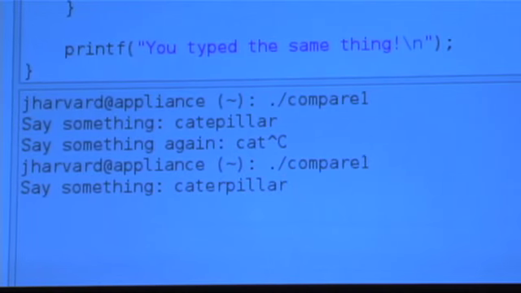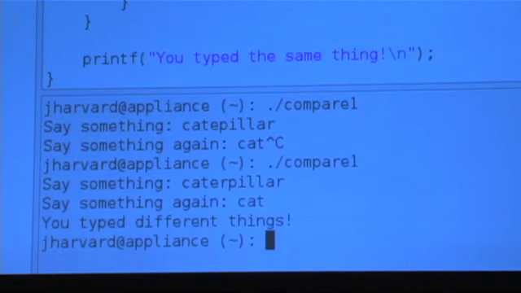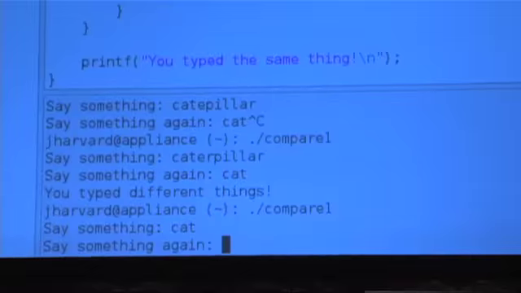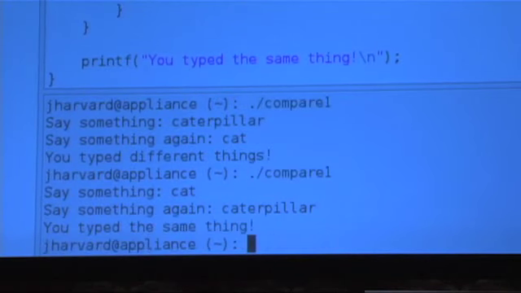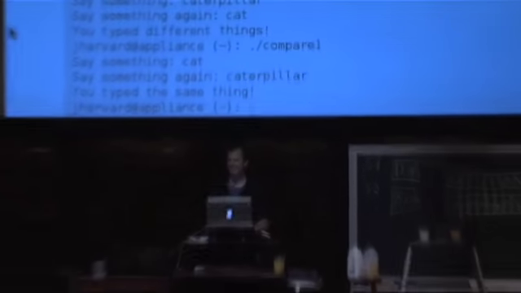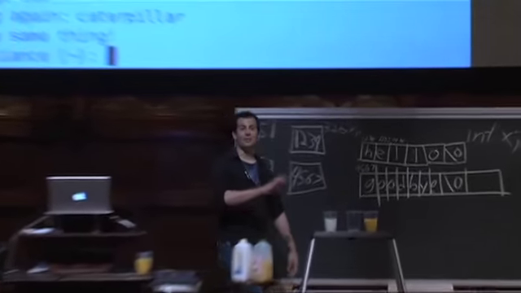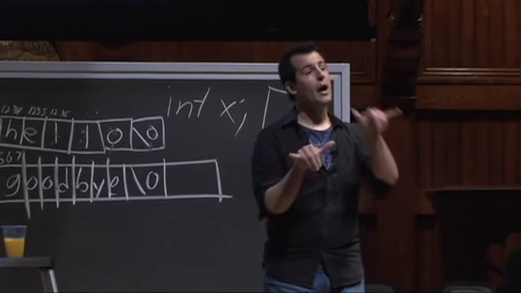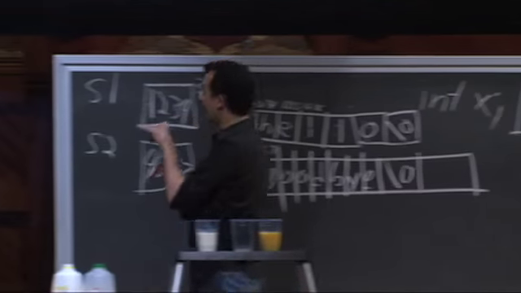Caterpillar. OK, cat. Switch them around. Cat. Caterpillar. That was only a surprise to me. So what's going on here? Well, now we have a substring issue, right? So cat is obviously a substring, a prefix of caterpillar. And so they do, in fact, match.